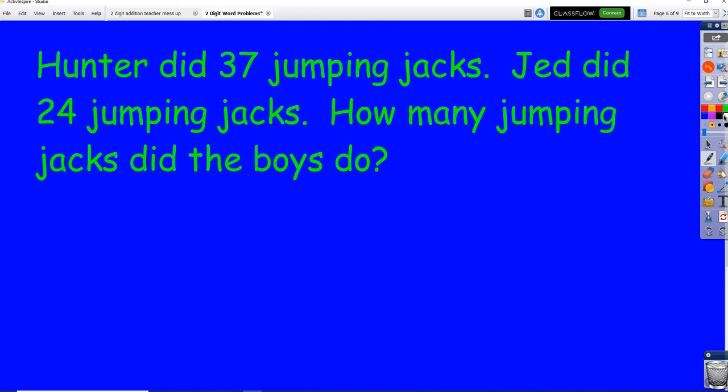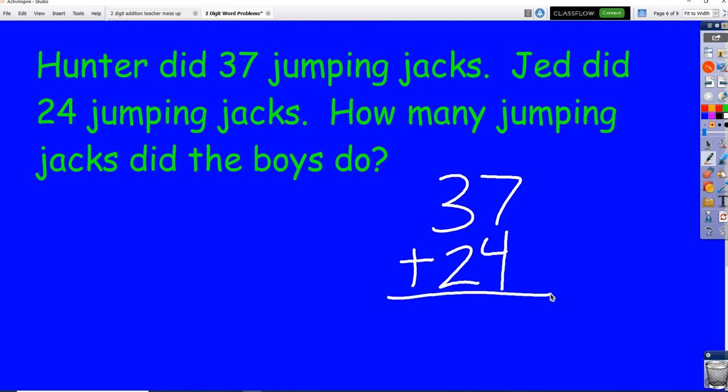Okay, so hopefully you are ready. What did you think we needed to do on this one? Did we add or subtract? You're right. We were adding on this one because Hunter did 37 and Jed did 24. I needed to know how many did both the boys do. How many did they do all together? So I stacked it up and let's see. Did you get 61?